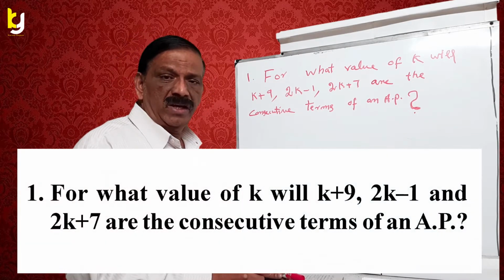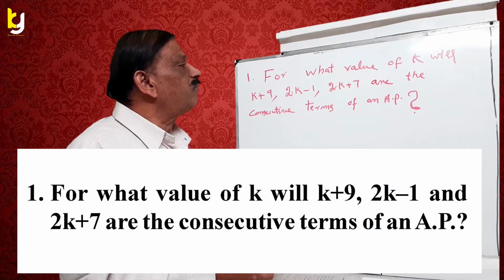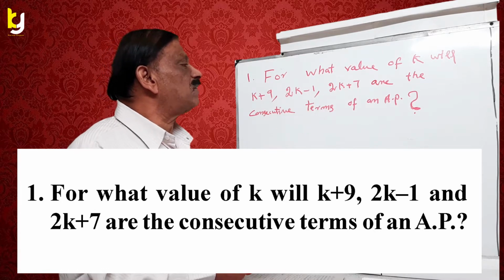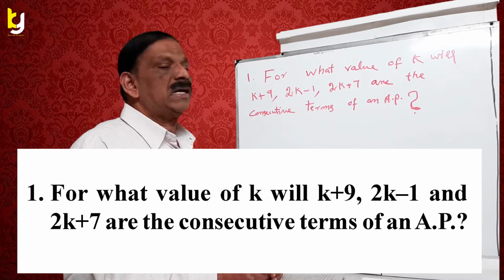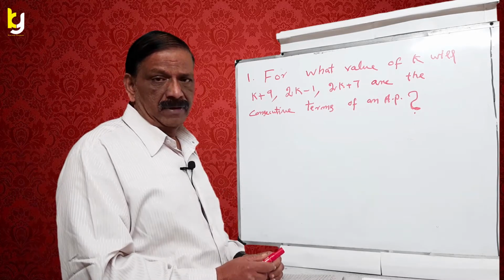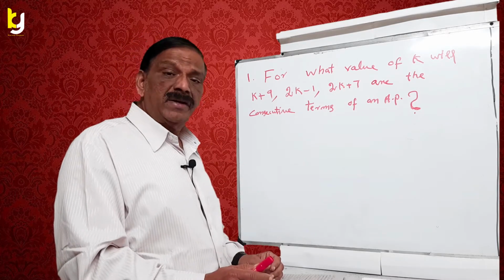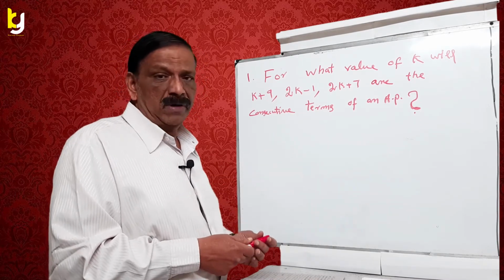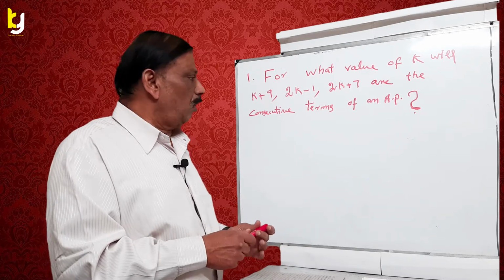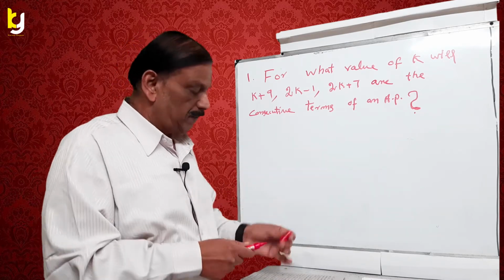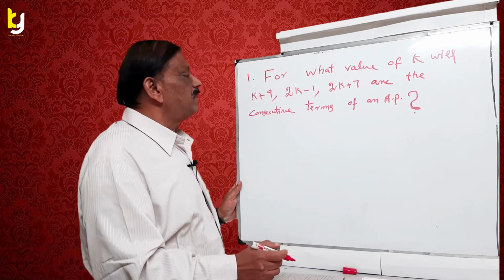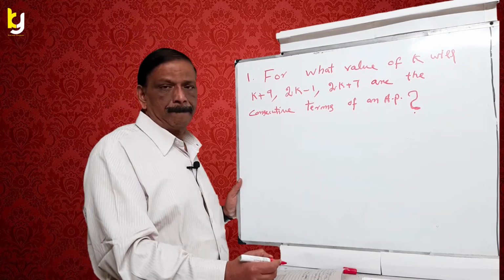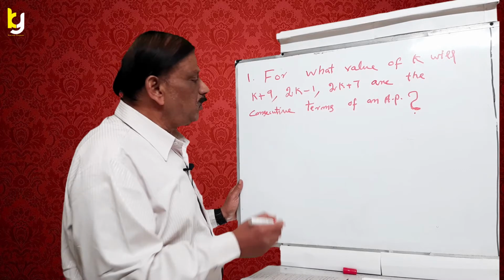See, this question is, for what value of k will k plus 9, 2k minus 1, 2k plus 7 be the consecutive terms of an AP? We had already completed the arithmetic progression topic, but this is the previous year's question paper, so problems from different topics will come in this part. So, for what value of k will k plus 9, 2k minus 1, 2k plus 7 be the consecutive terms of an AP? These three terms are the consecutive terms of an AP.